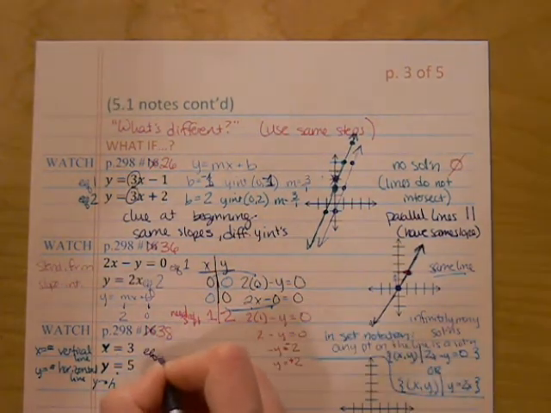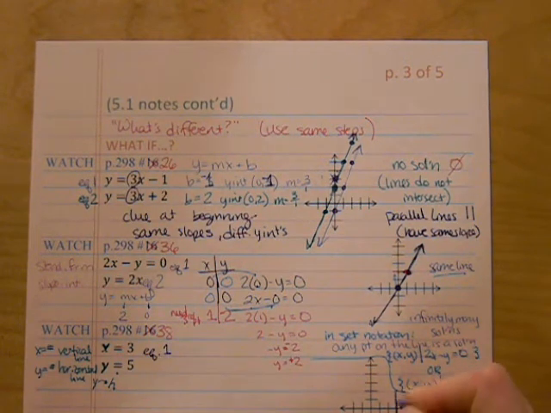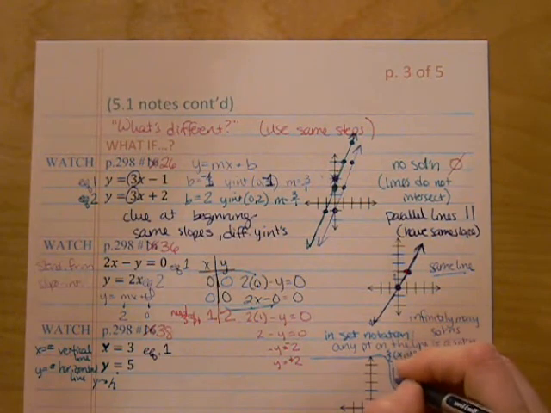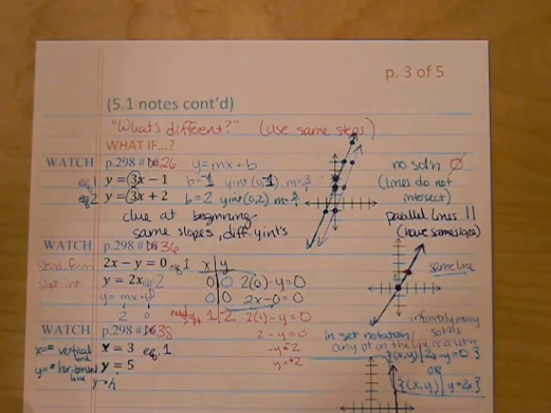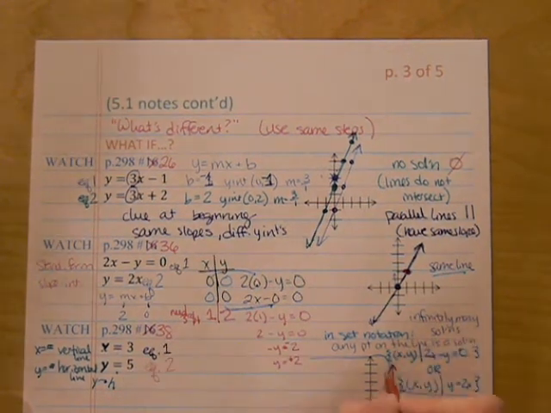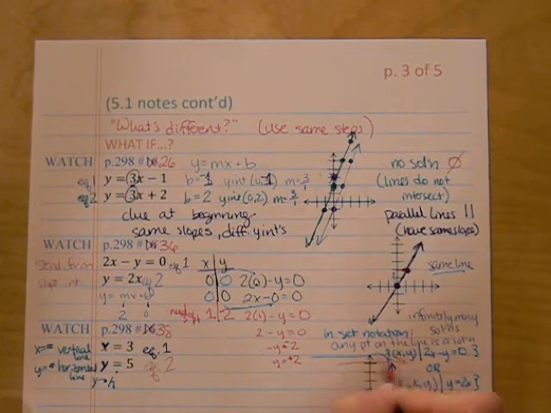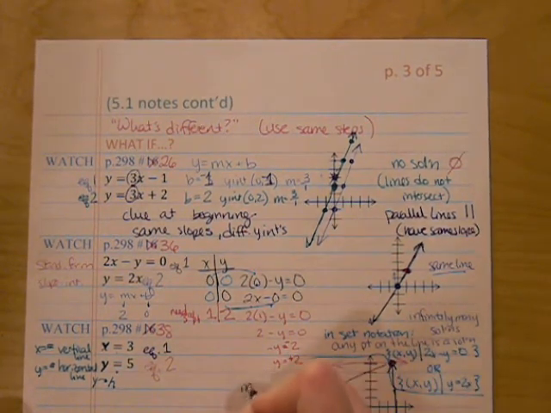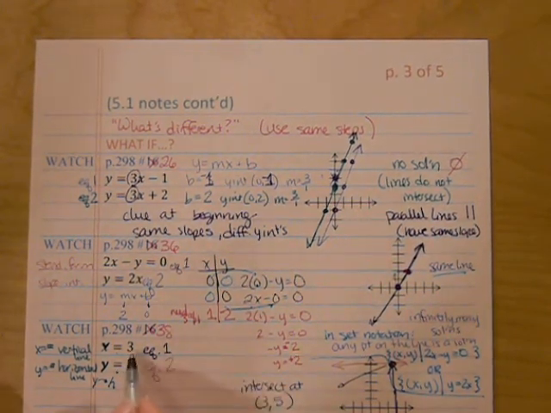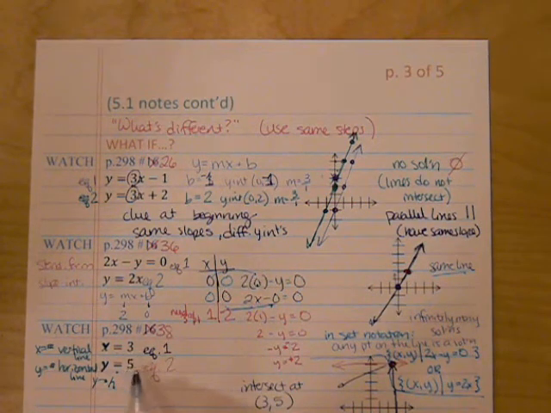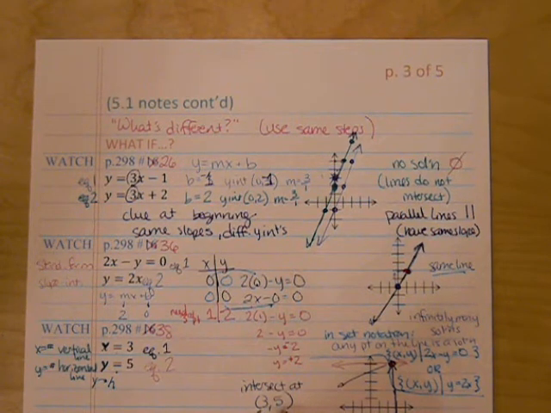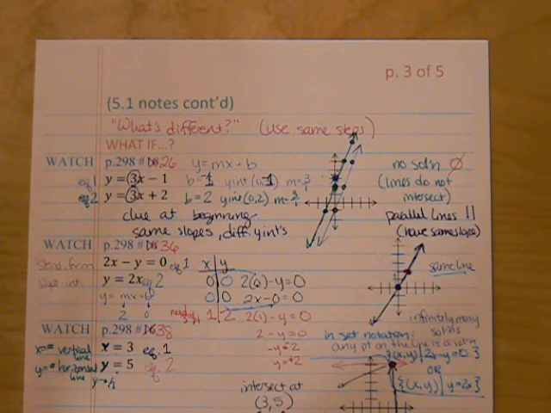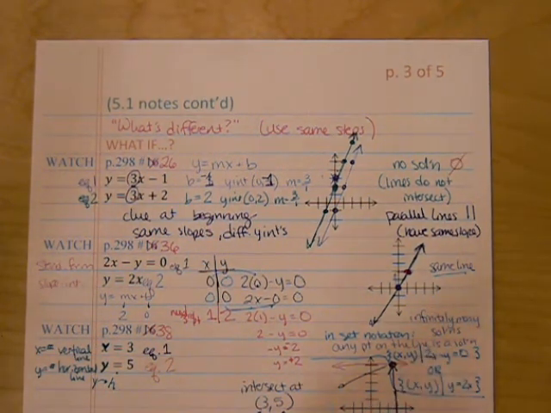X equals 3, if we make this equation 1, is a vertical line right here. And then equation 2, y equals 5, is a horizontal line. And those are going to cross right there at the solution, the intersection, at the point (3, 5), which makes sense. If the system says x has to be 3 and y has to be 5, there's our answer, x equals 3, y equals 5. The equations actually tell us what the answer needs to be. And again, in set notation, put the little braces and put the point right inside of there.